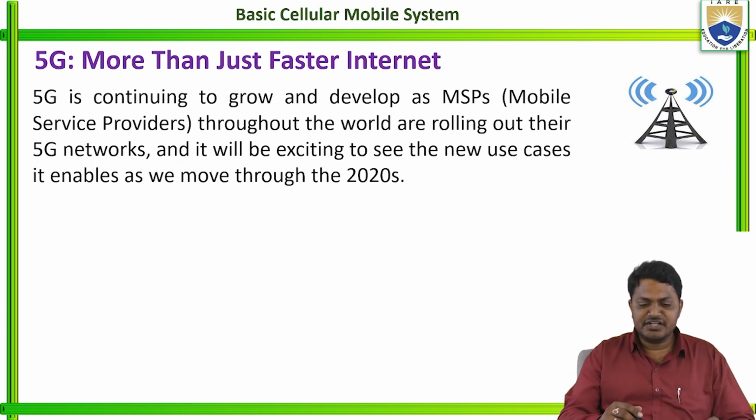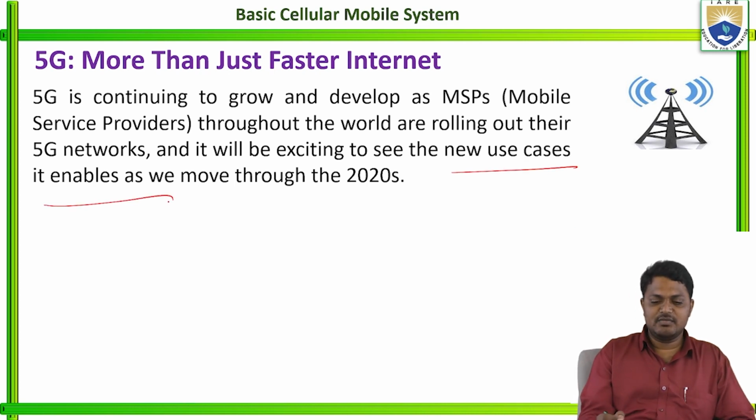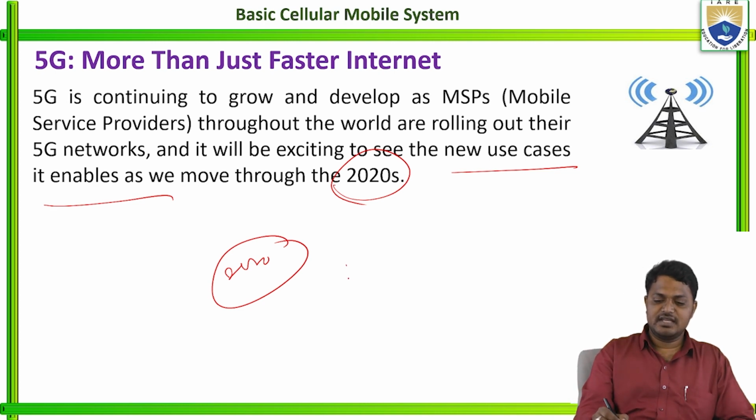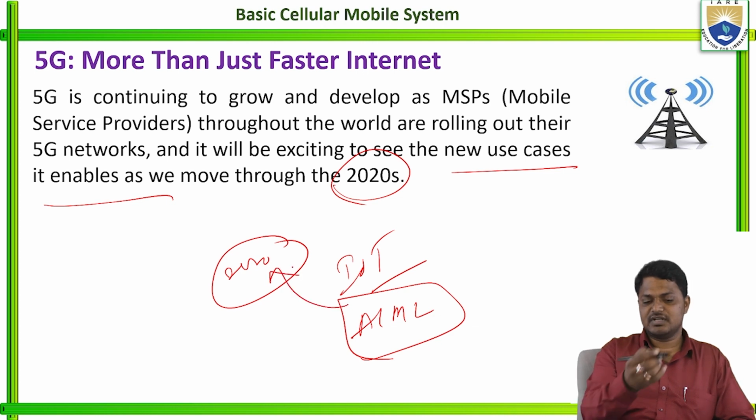5G is continuing to grow with the development of MSPs, that is mobile service providers throughout the world rolling out their 5G networks, and it will be exciting to see the new use cases that are enabled as we move towards 2020. From 2020 onwards, we are all using 5G networks, and this 5G is connected to our home appliances also. As 5G increased, IoT devices improved and came into functioning. At the same time, AI/ML, artificial intelligence and machine learning, is connected to 5G networks also.